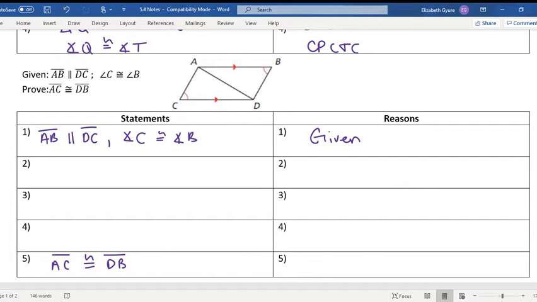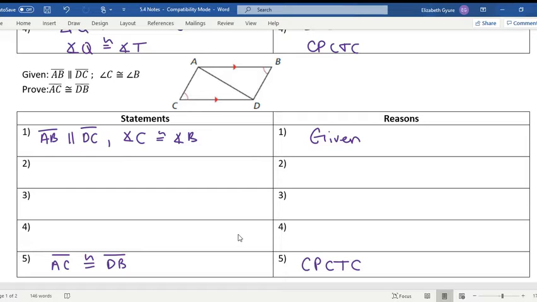So in this proof, are we trying to prove the triangles are congruent or that their parts are congruent? Parts. And if we're trying to prove parts are congruent, what do I always have to end our proof in? Good, yep, CPCTC. Corresponding parts of congruent triangles are congruent. But in order to use this, what are we going to have to do right before?